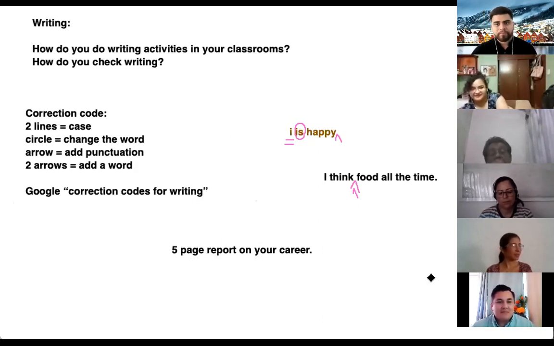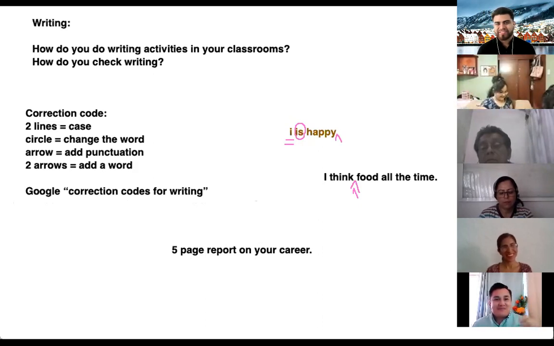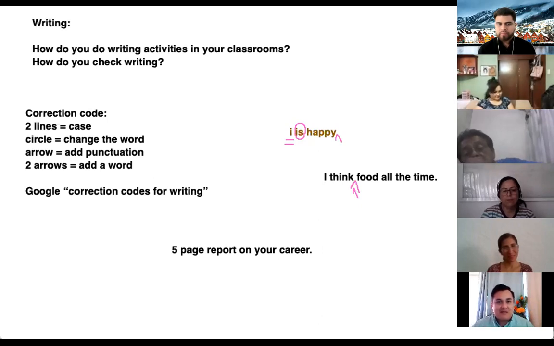Okay? I have a question. Tell me, sir. Okay, I understand. I like the idea, you know, that you don't have to correct the students. But for example, how can I do this kind of universal code with kids? Because I think it's very interesting, kind of challenging, but how can I use it with the kids? Because I think, are they going to understand that, for example, two lines equals a case or a circle equals change the word or something like that?